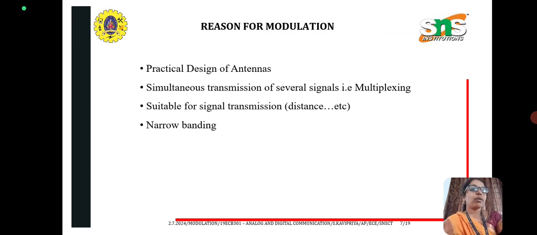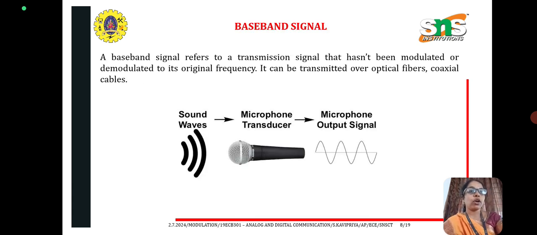What is the need for modulation? For practical design of antennas, simultaneous transmission of several signals, suitable signal transmission for longer distance, and for narrow banding, we go for modulation. And what is the baseband signal? It is the transmitted signal that has not undergone any modulation process, or is demodulated to its original frequency. It can be transmitted over optical fiber, coaxial cable and so on.